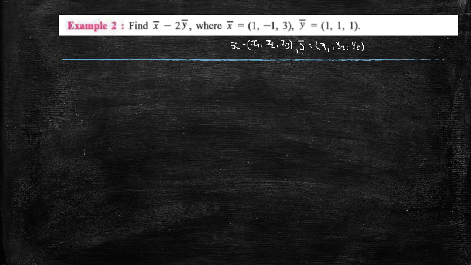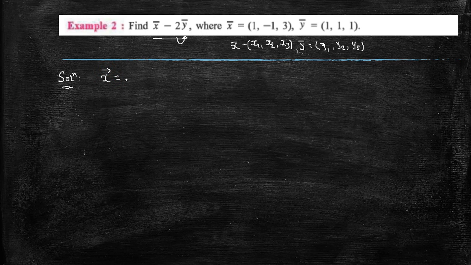So what do we want? We want to find x bar minus 2y bar. So over here 2 is going to multiply with each and every element of vector y. So first of all, we must first list out all the things that we have, that is x bar, or you can say an arrow.